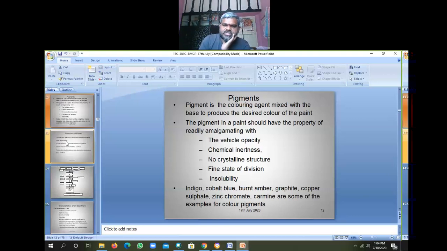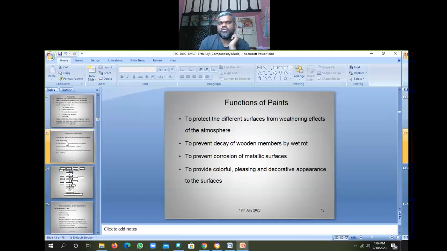Pigment should have the property of readily amalgamating with the vehicle, right? Indigo, cobalt are some colors. Functions of paints: to protect surfaces from the weathering effects of temperature and atmosphere, to prevent decay of wooden members, to prevent corrosion. These are some functions of paint.